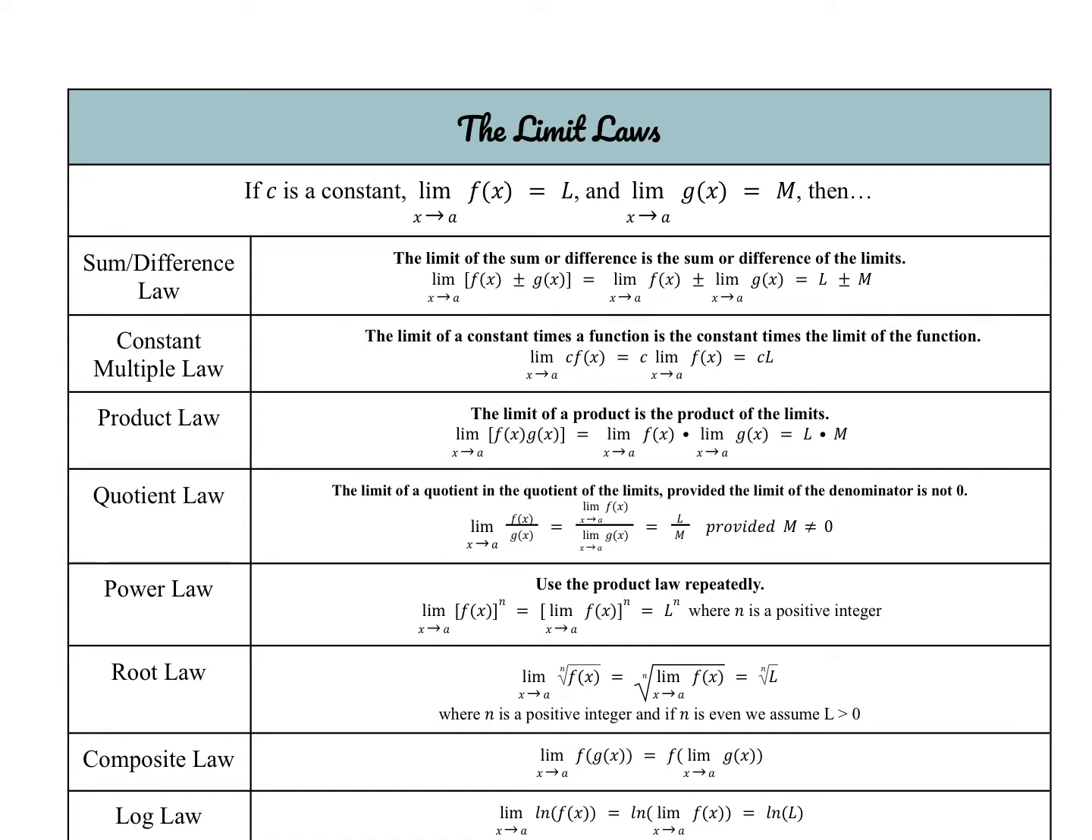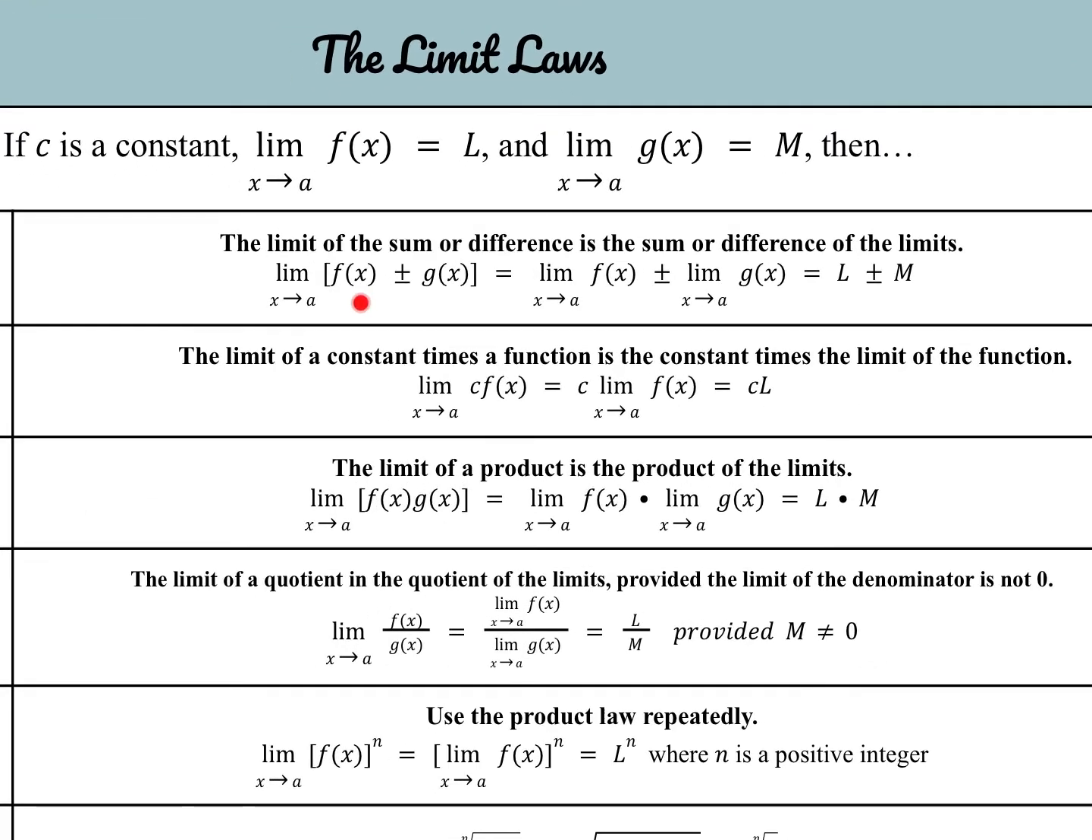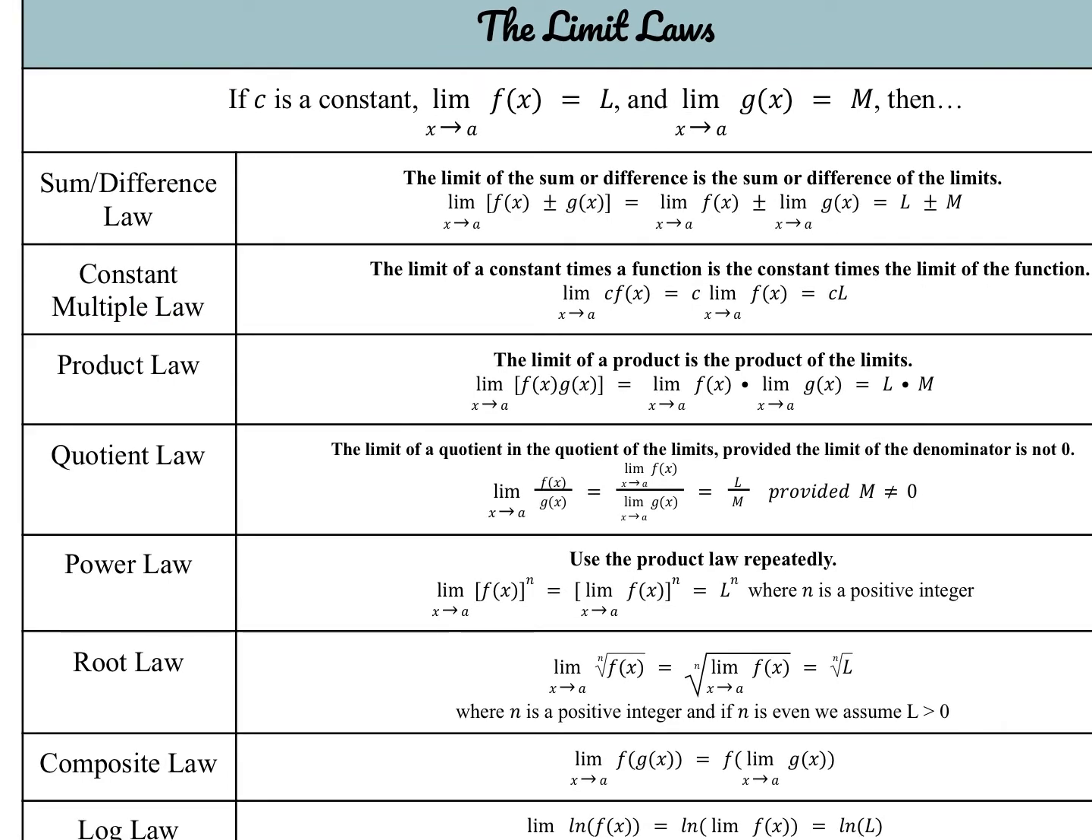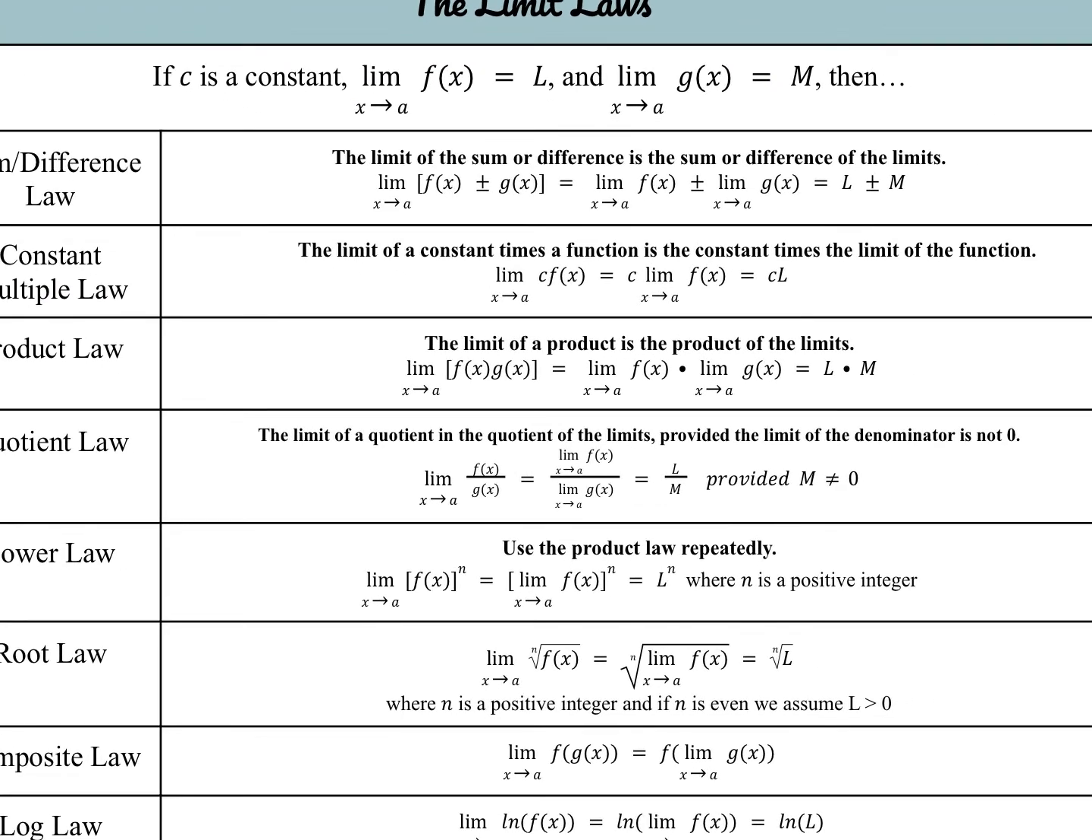So first, the sum or difference laws. This states that the limit of a sum or difference can actually be found by taking the sum or difference of the individual limits. So here you'll see that we have the limit of f of x plus g of x. So we actually take the individual limits and you can add them up or subtract them depending on whether you have a sum or a difference. The constant multiple law says that the limit of a constant times a function can be found by simply doing the constant times the limit of the function. So you'll see that it's just c times L. So we can essentially pull that constant out and find the limit of the remaining function.